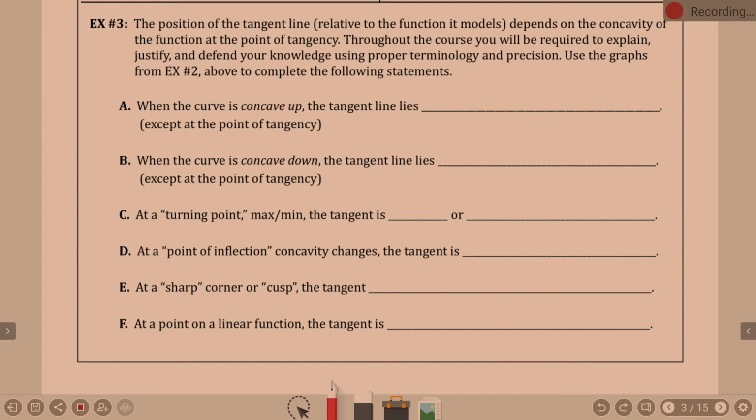Okay, we're using concave up or concave down. So when something curves in, you're looking at your concavity, whether it's curving in and facing up, or whether it's curving in and facing down. And one graph can change concavity throughout.